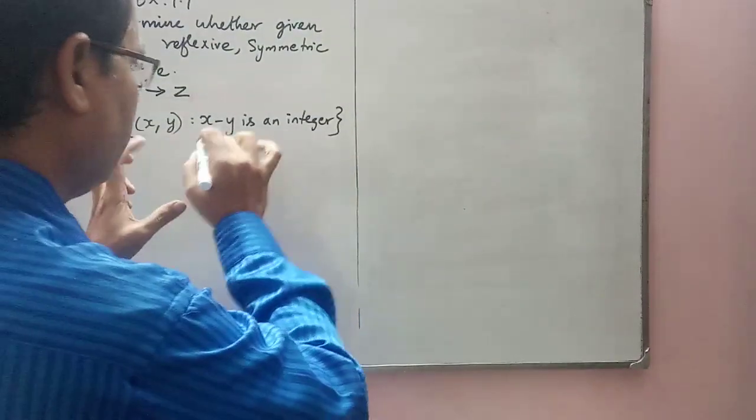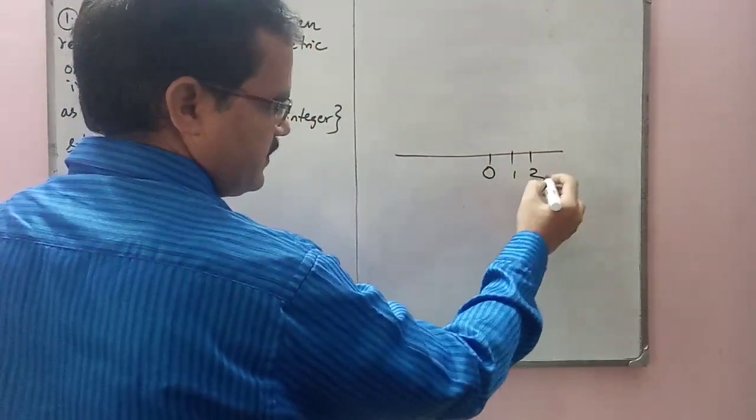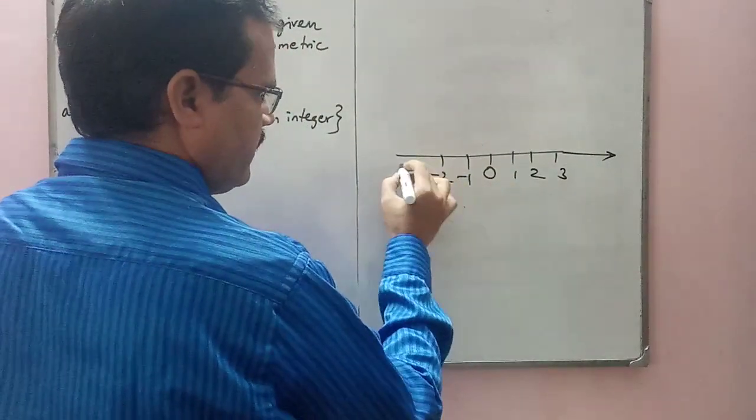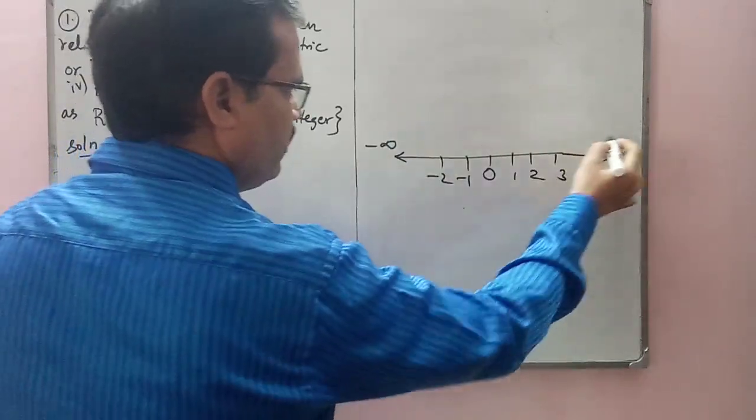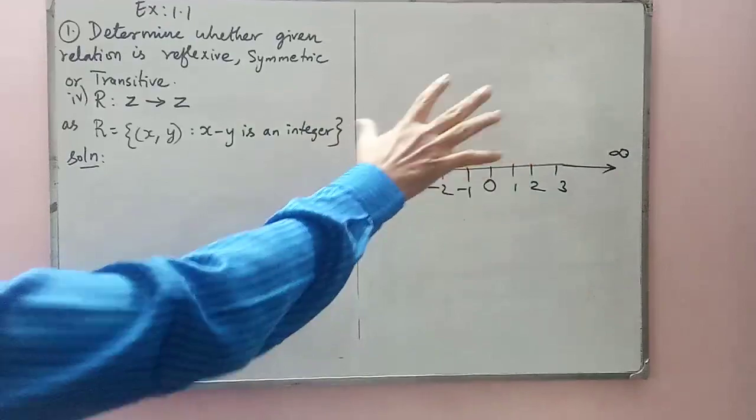First, for doing this question, children, you should have an idea about integers. Integers are whole numbers, both positive and negative, from negative infinity to infinity. So this number line indicates an integer line. These are the integer numbers.